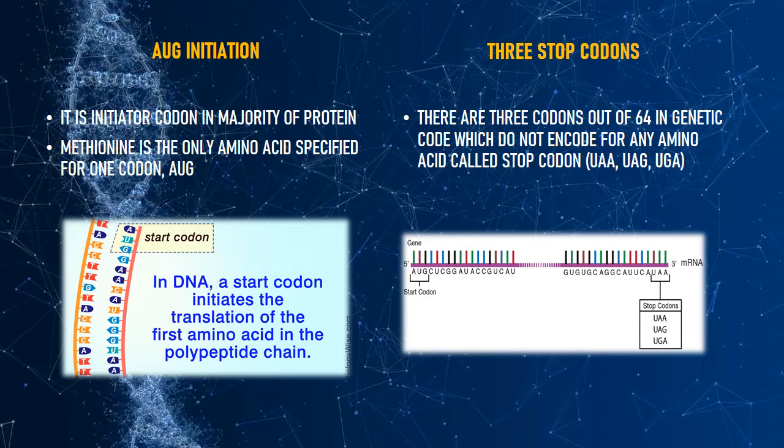AUG initiation. It is the initiator codon in the majority of proteins. Methionine is the only amino acid specified by one codon, AUG. 3 stop codons. There are 3 codons out of 64 in the genetic code which do not encode for any amino acid, called stop codons: UAA, UAG, UGA.